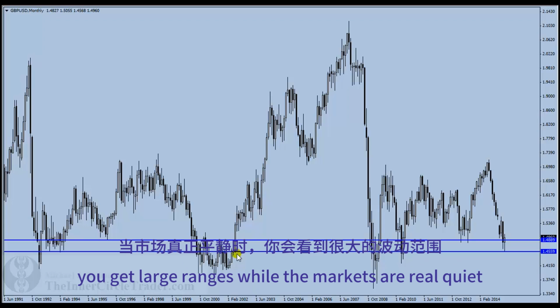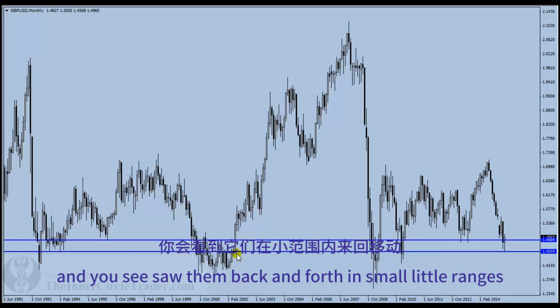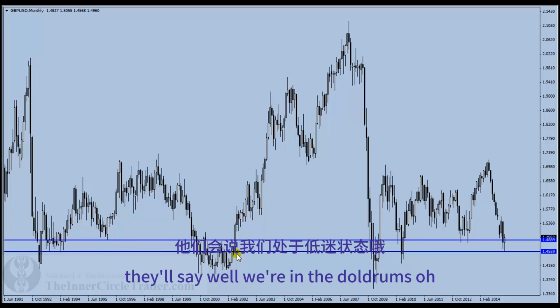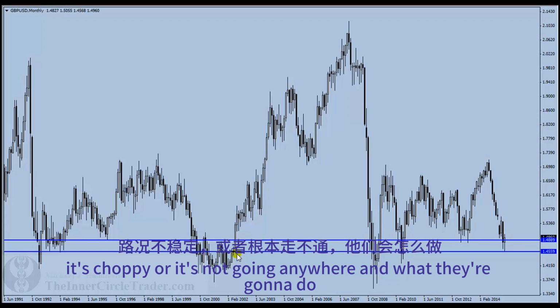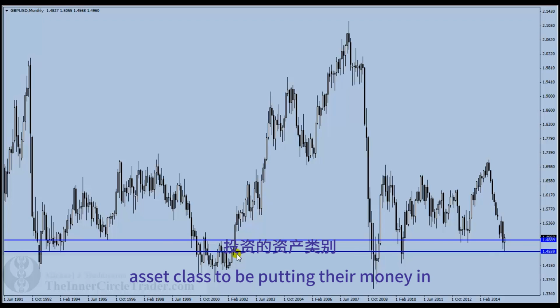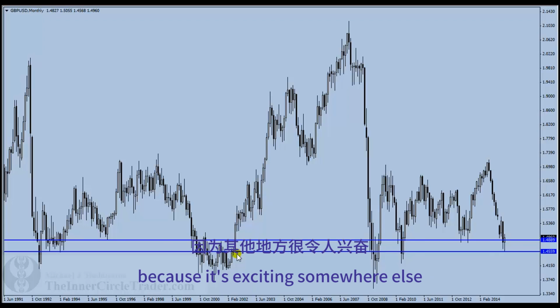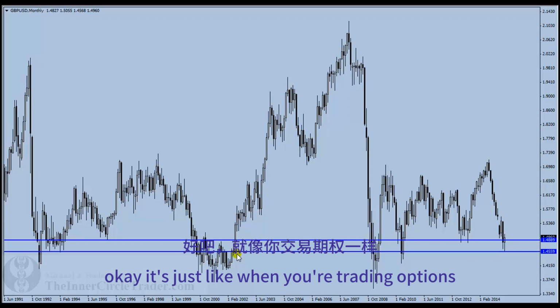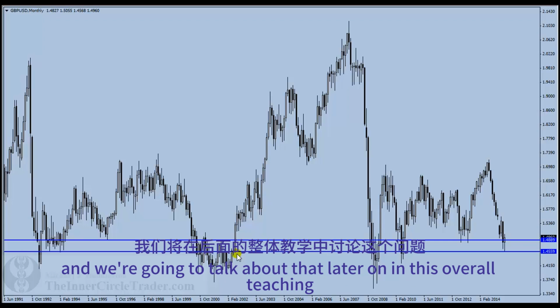Okay, it's just like when you're trading options, and we're going to talk about that later on in this overall teaching, because I'm going to be talking about options trading in stocks and commodities. But you want to understand implied volatility. When implied volatility drops below historical volatility, that means the market has become quiet. And when those periods of quietness come upon, price action really just heats up and you get this injection of volatility, and boom, you get these big moves.